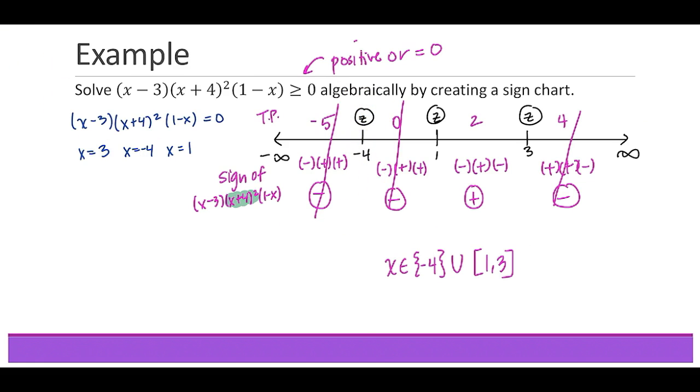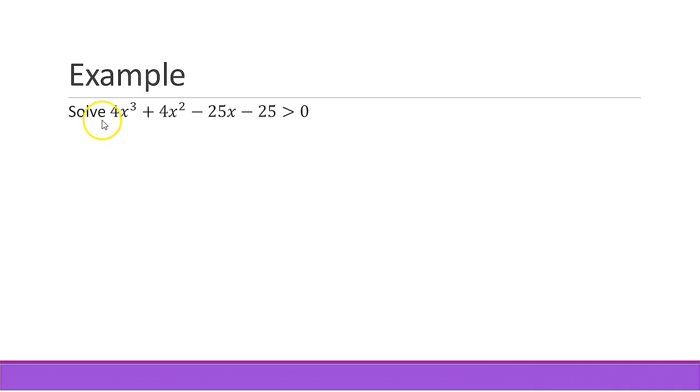Now in this example, we're just asked to solve 4x cubed plus 4x squared minus 25x minus 25 is greater than 0. So we can use any method. Here, no matter what, we are going to have to find where this function equals 0, whether to put those zeros on a number line or on the x-axis to graph it. So we do need a factored form. And because we have 4 terms, we're going to go ahead and apply factor by grouping.